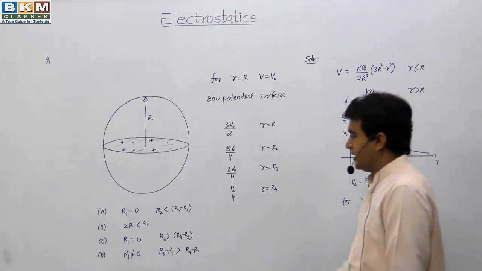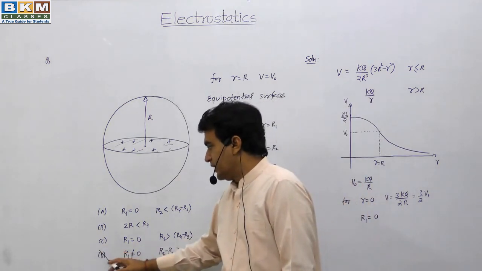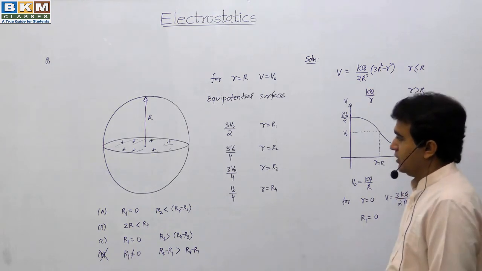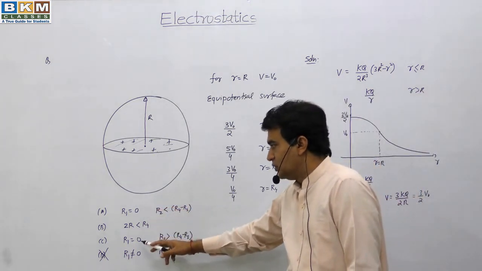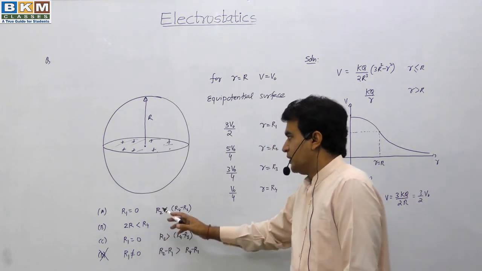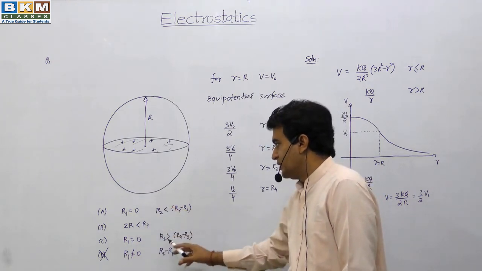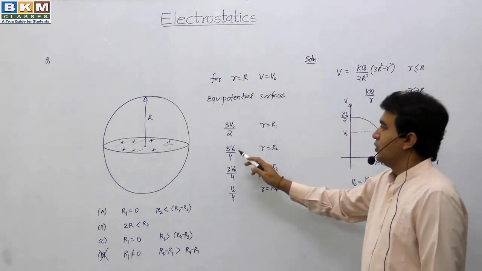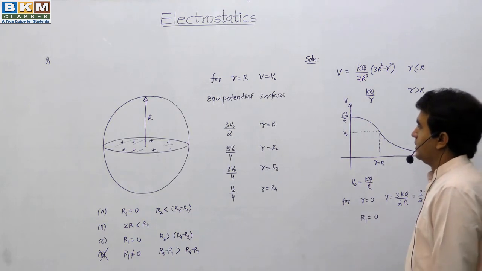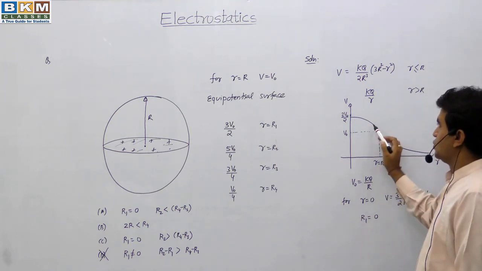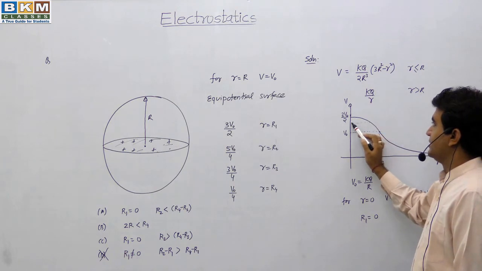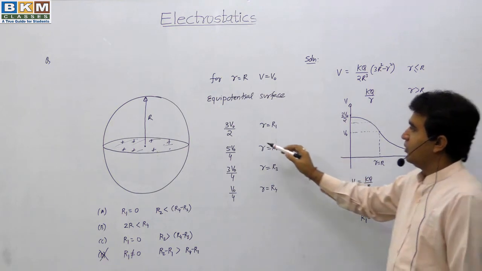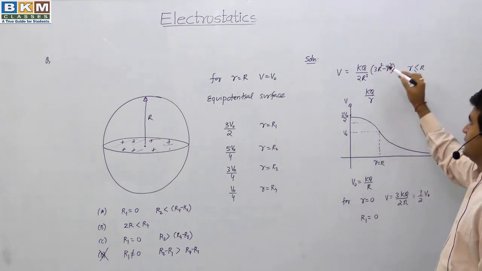The answer which says r1 is not equal to 0, so D cannot be the answer. Now we have r1 equal to 0 in case A, and we also have r1 equal to 0 in case C. Both may be true, but we have to check the other parts also. Now let us go for the next case. We have 5V0 by 4, which is greater than V0, so it should be inside the sphere.